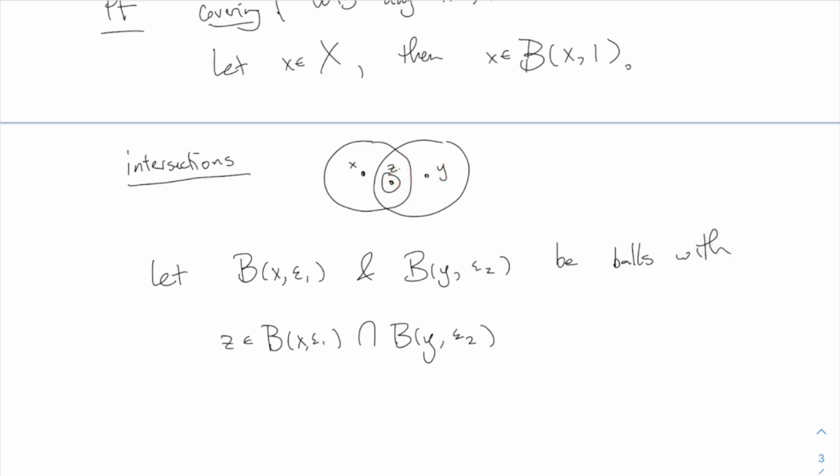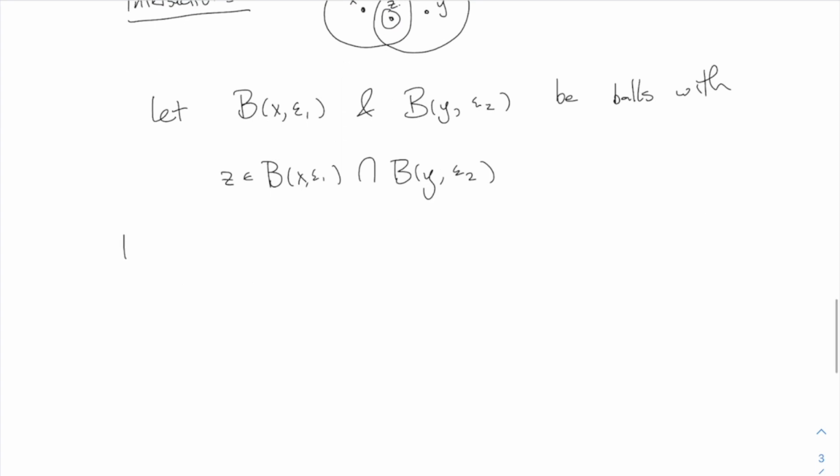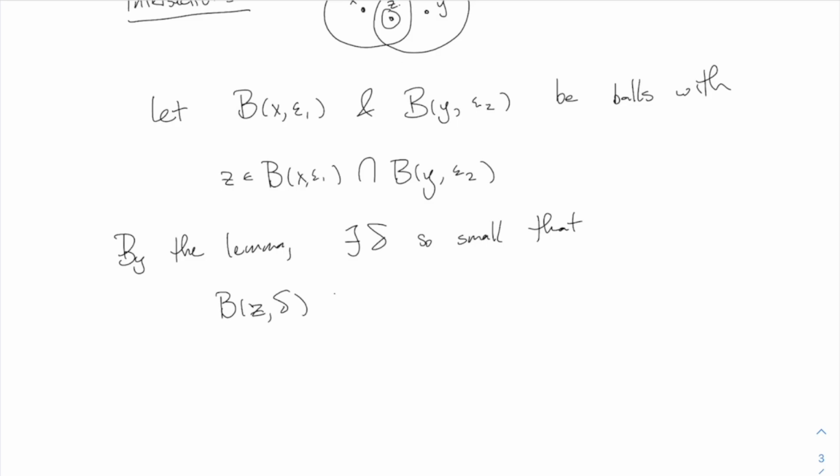That's the basic idea. So what I will say is something like, by the lemma, there exists some delta small enough so that that little ball is inside of both of those two balls. So small that ball of z comma delta is a subset of ball x epsilon 1, and also ball z delta is a subset of ball y epsilon 2. All right.